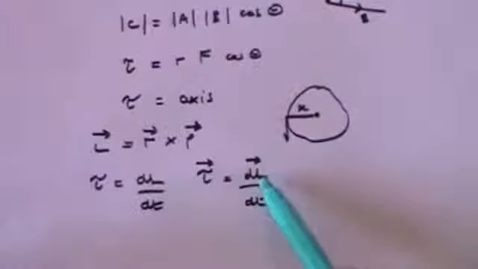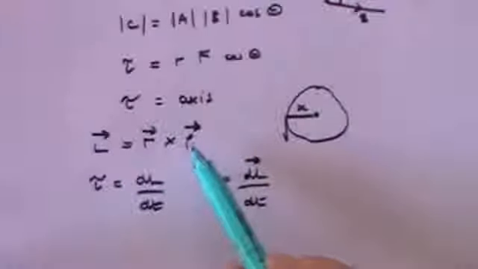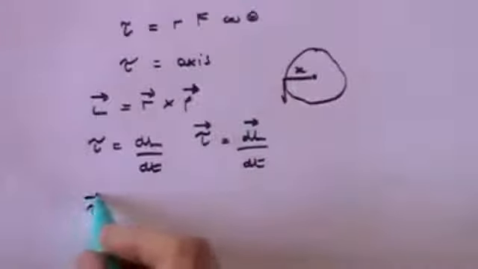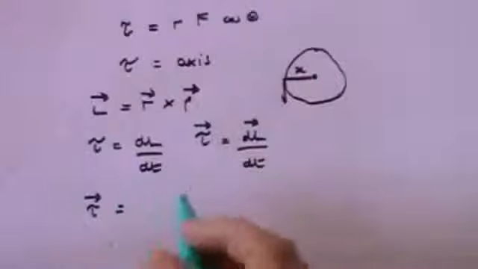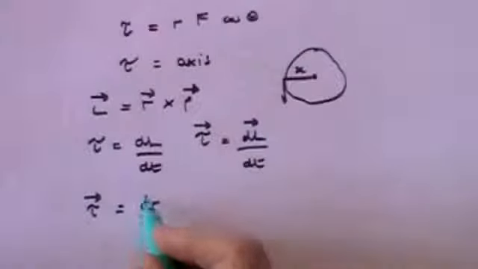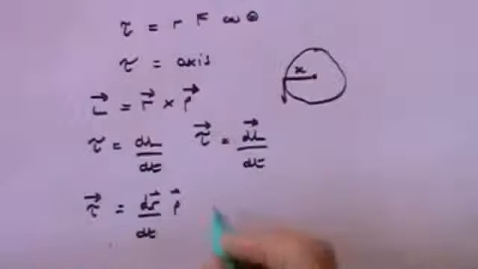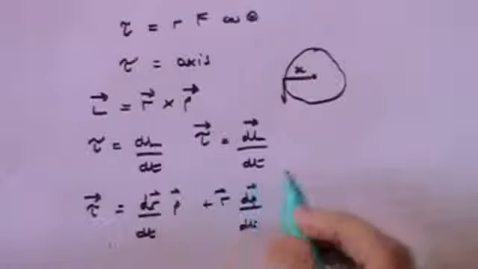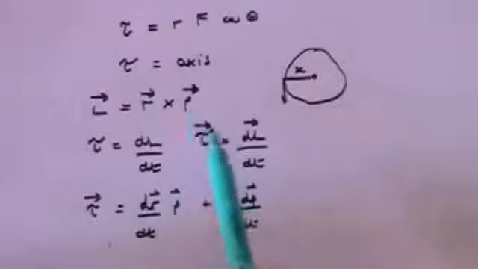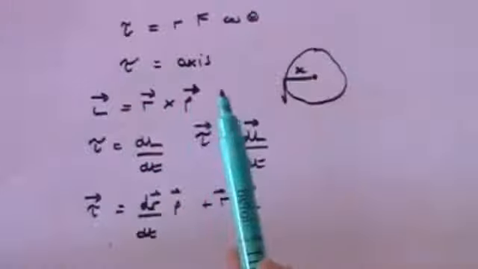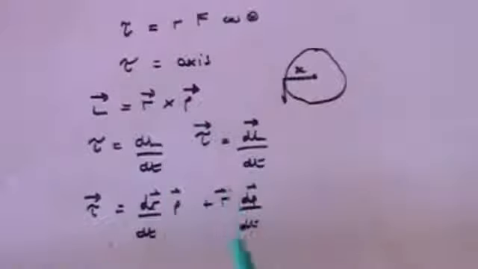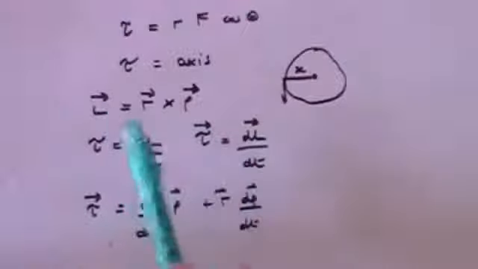If I now substitute L equals R cross P and use normal vector manipulation, what I will get is that the vector tau is equal to dr by dt cross P, where these are both vectors, plus R cross dP by dt, where these are both vectors. This is just manipulation. That's the way you work out what tau is if tau is dL by dt and L is R cross P.